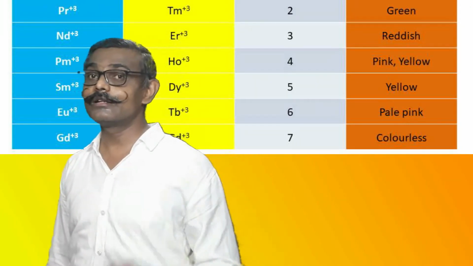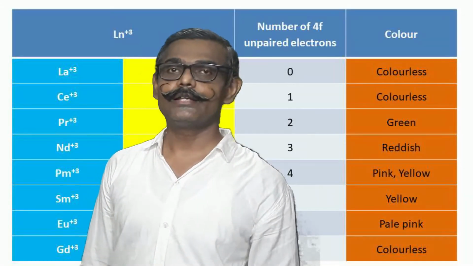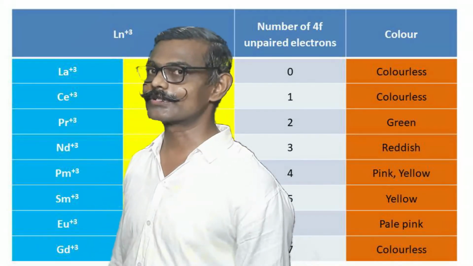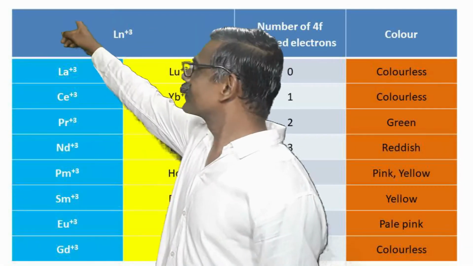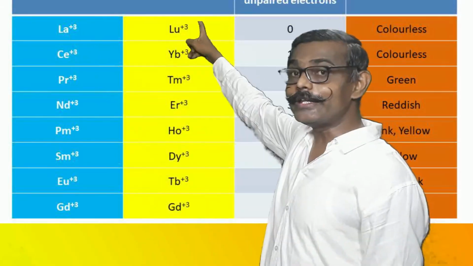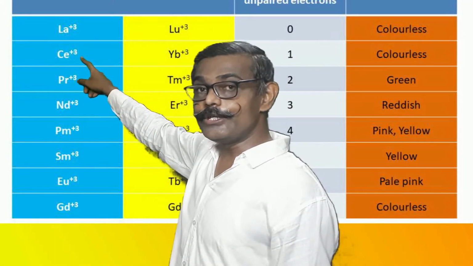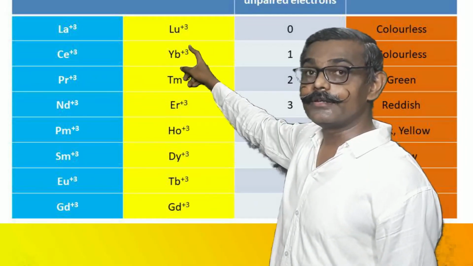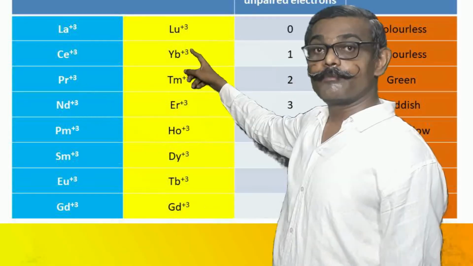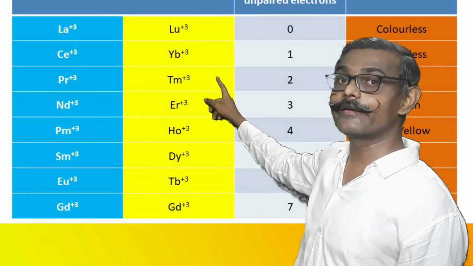Now how to remember the color? I already discussed it in the beginning session of the lanthanoids. While remembering their atomic numbers, the colors were also discussed. If you remember, lanthanum, lamb, and lutetium, lutera, both were colorless. Cerium, CEO, and ytterbium, yabba, both were colorless. Praseodymium, pran, and thulium, tulsi, both were green.